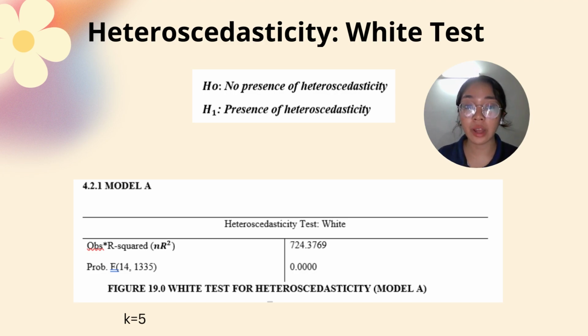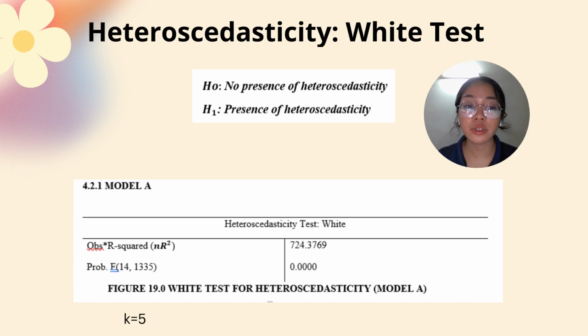The Obs*R² value, NR², is 724.3769 and Prob. F is 0.0000 from our sample from model A. The NR² value, which is 724.3769, is more than our chi² value, which is 13.2767. Hence, we reject H null, which is our null hypothesis. As a result, our model A contains heteroscedasticity.